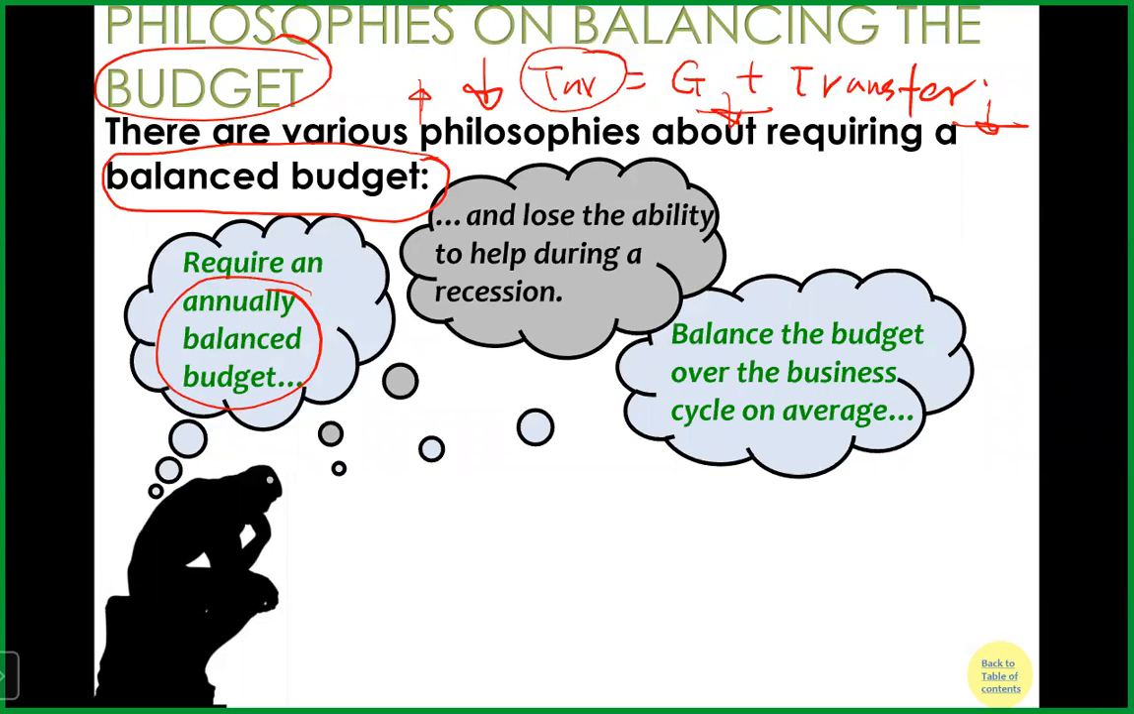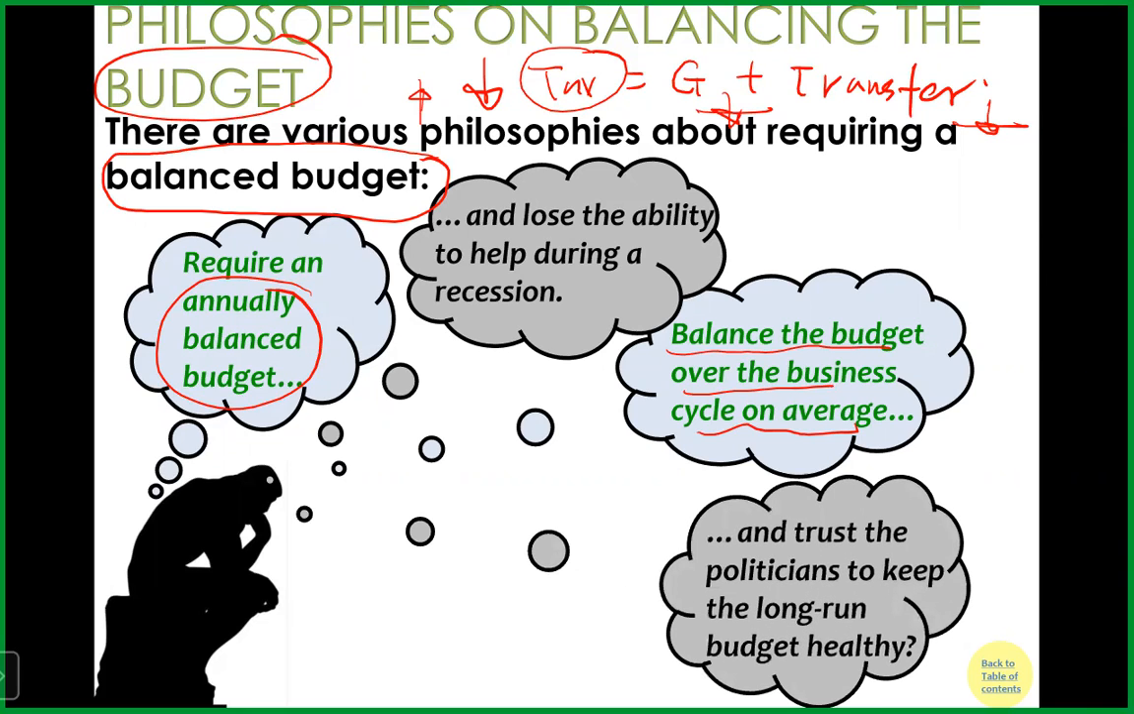But some might say we need to balance the budget over the business cycle, on average. What that means is that in recession, you have a deficit. In expansion, you have a surplus. But then there's another problem. Can we really trust politicians?